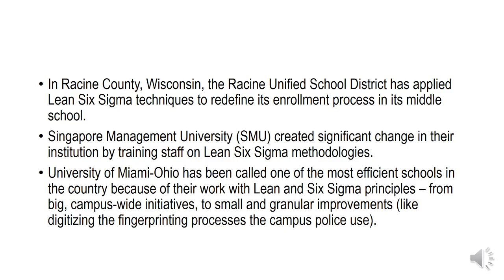Miami University in Ohio has been called one of the most efficient schools in the country because of their work with Lean and Six Sigma principles, from big campus-wide initiatives to small and granular improvements, like, for example, digitizing the fingerprinting processes the campus police use.